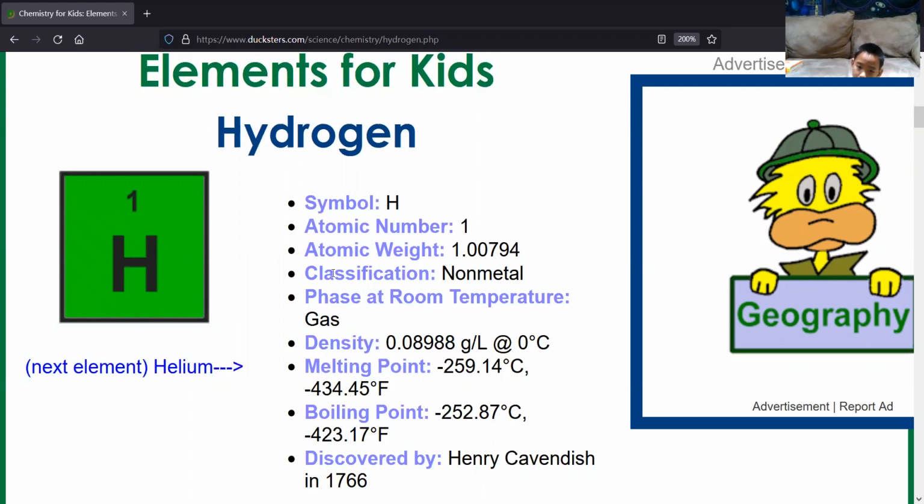g/L at 0 Celsius. Melting point, negative 259.14 Celsius. Melting point, and negative 434.45 Fahrenheit. Negative, but it says melting. So that's the thing that confuses me.